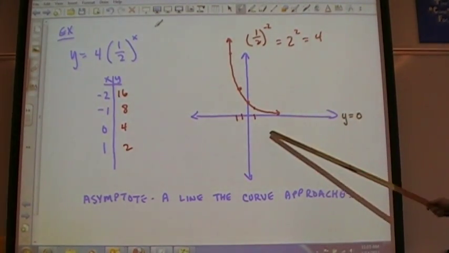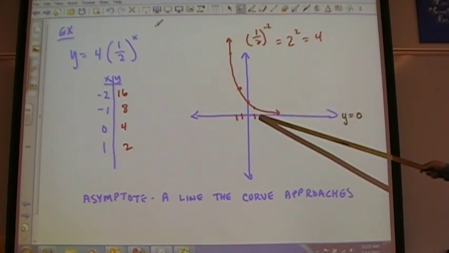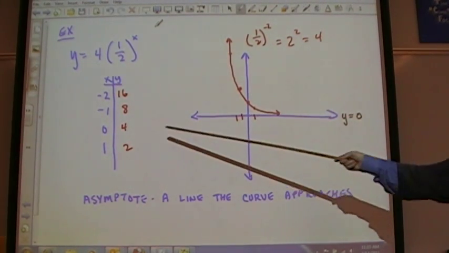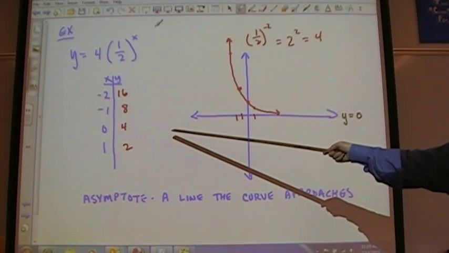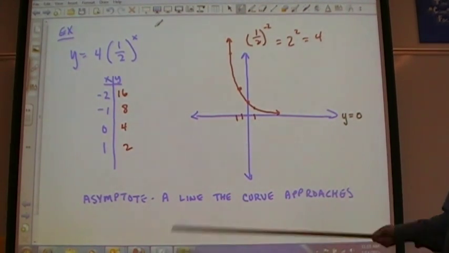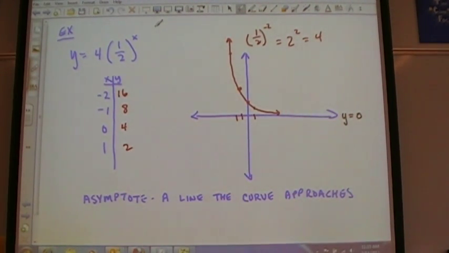Then just plot your points. You don't have to be exact. If you get really large numbers, which you will in the homework, then you might have to change your scale.